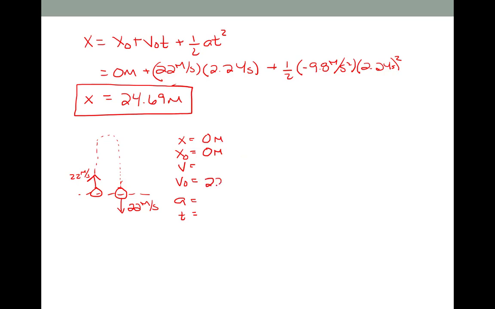V naught is still 22 meters per second. The acceleration is negative 9.8 meters per second squared. And the other thing I'm trying to find is how long does it take? So I don't know V and I don't know t, but I can find them.